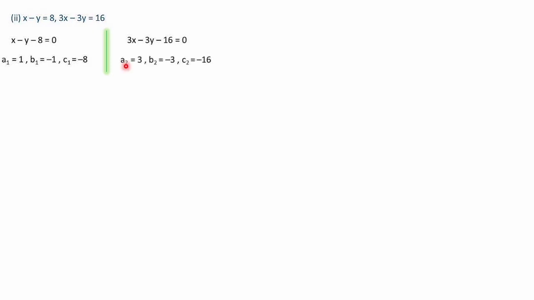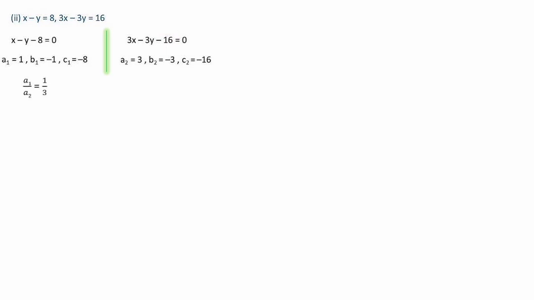Next we shall discuss the second question: x minus y is equal to 8, 3x minus 3y is equal to 16. First equation, when you take this 8 to the left side, it comes as x minus y minus 8 is equal to 0. From here we write a1, b1, c1: a1 is 1, b1 is minus 1 and c1 is minus 8. Remember the minus sign. Next the second equation, 3x minus 3y minus 16 is equal to 0. We are taking plus 16 to the left side, that comes as minus 16. Here a2 is 3, b2 is minus 3, c2 is minus 16.